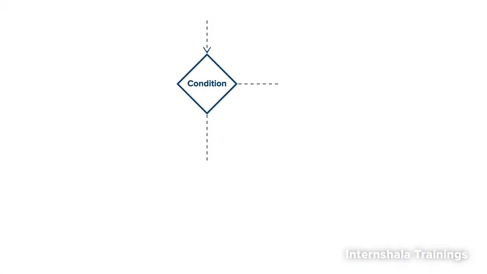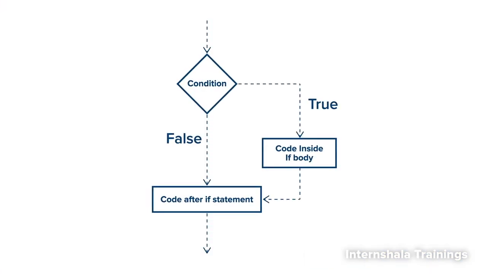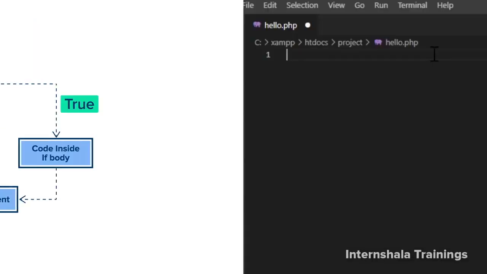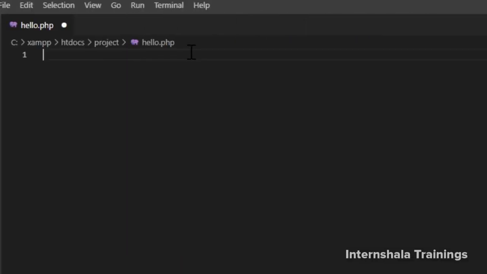The above explanation can also be represented using this flowchart. So, we have the condition here which, when true, will execute the code inside the if body, and when the condition is false, the code after the if statement will execute as such. Let us look at another example to understand the if statement.